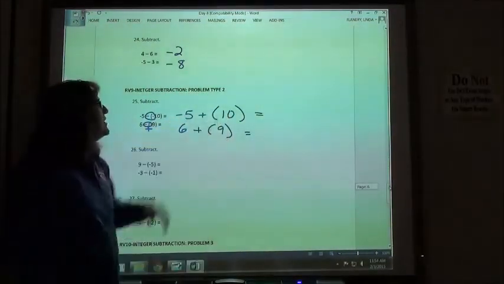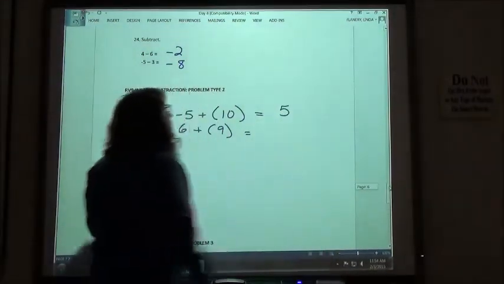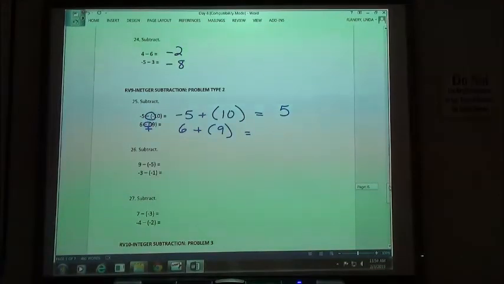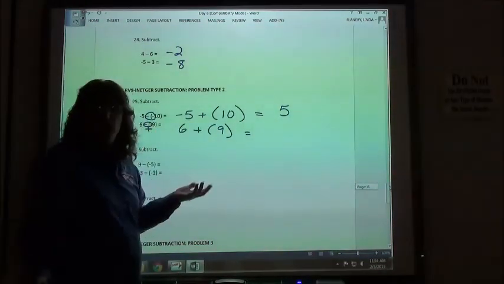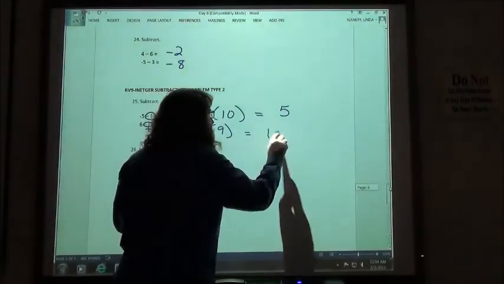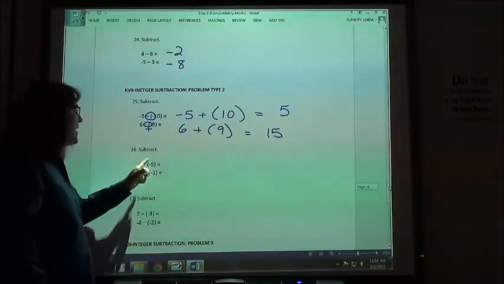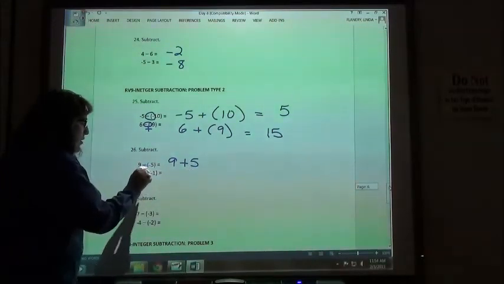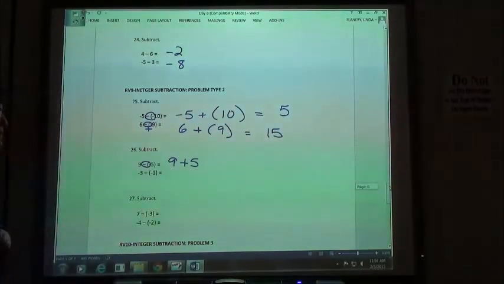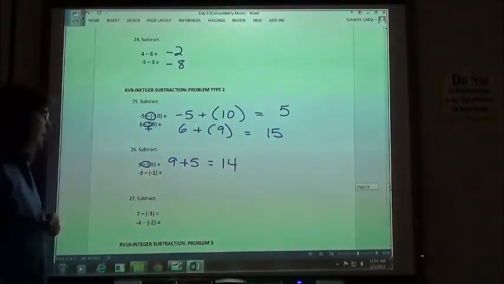Negative 5 plus 10. My signs are opposite. I subtract and take the sign of the larger. 10 minus 5 is 5. The bigger one is positive. 6 plus 9. Well, both of those are positive. I'm just going to add 6 plus 9. I get 15. So if I have 9 minus a negative 5, I'm just going to make it 9 plus 5 instead, changing my minus a negative to a positive. 9 plus 5 is 14.